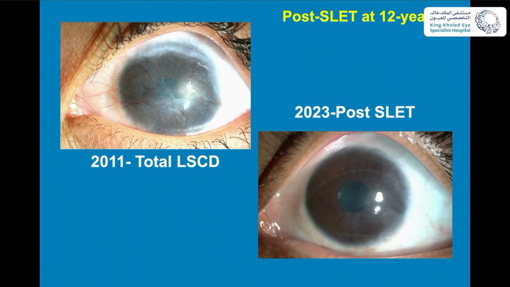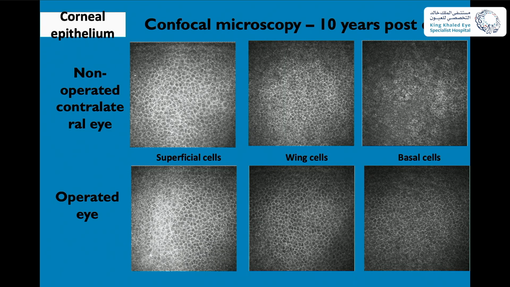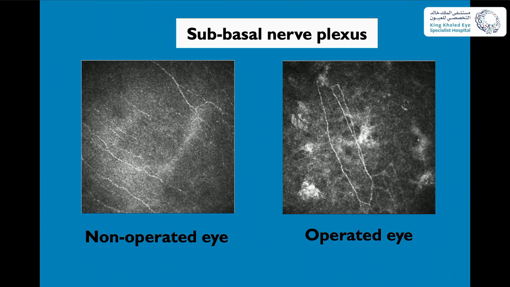Another patient with 12-year follow-up, and this is the confocal microscopy of the normal eye versus the transplanted eye or regenerated epithelium. So over a period of time, a basal nerve plexus gets formed.